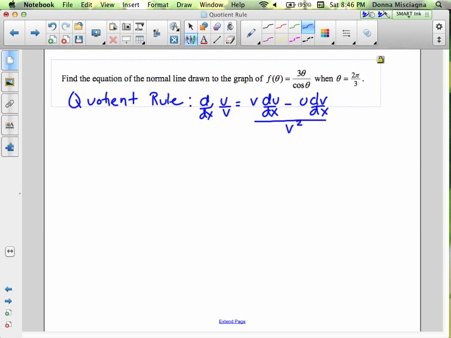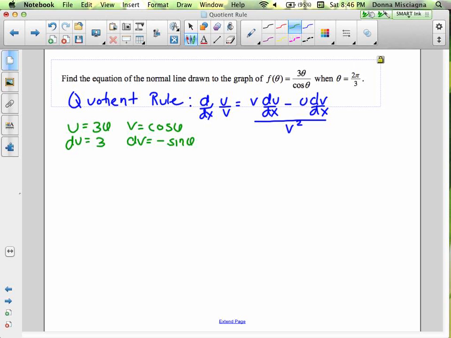Right? So u here is 3 theta and v is cosine theta. Derivative of 3 theta is just 3. We reduce the exponent by 1, so it would just be a 3. And then the derivative of cosine theta is negative sine theta.